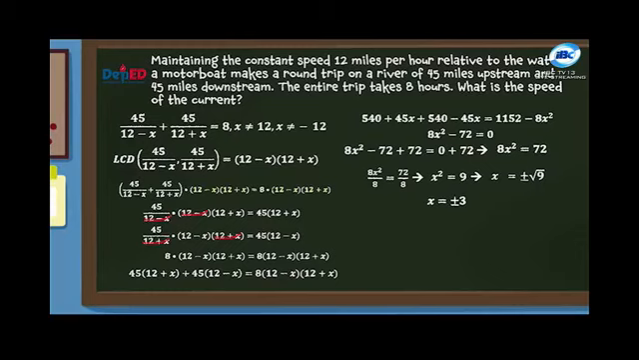Recall that we let x be the speed of the current in miles per hour. Thus, x can't be negative, so x must be 3. The speed of the current is 3 miles per hour. Problem solved!